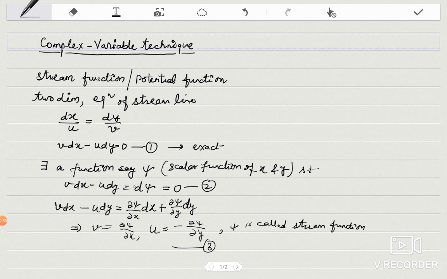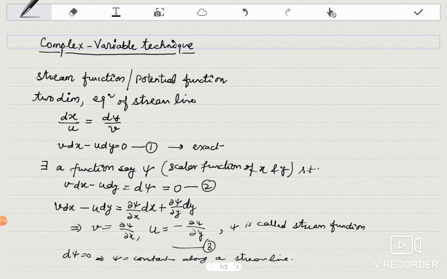Further, you see that d psi is equal to 0 implies psi is equal to constant. So along a line, psi is constant and the line is called the streamline. Because you have used the equation of a streamline, you have introduced a function. This function is called the stream function, and psi is constant along a streamline.